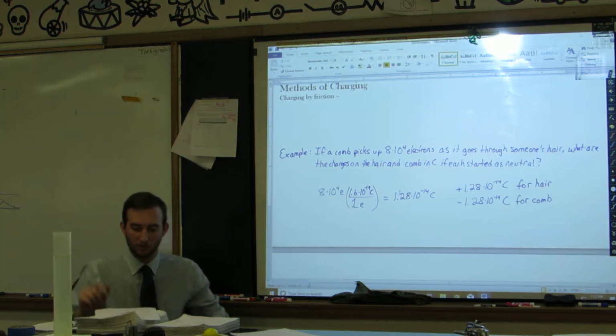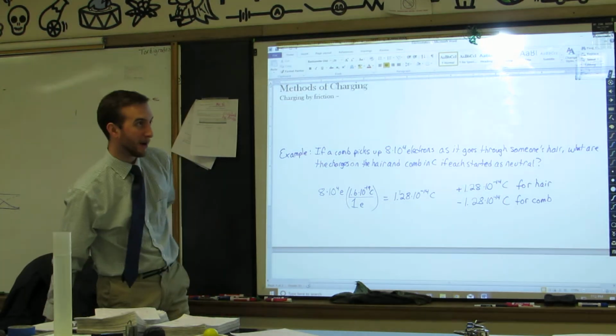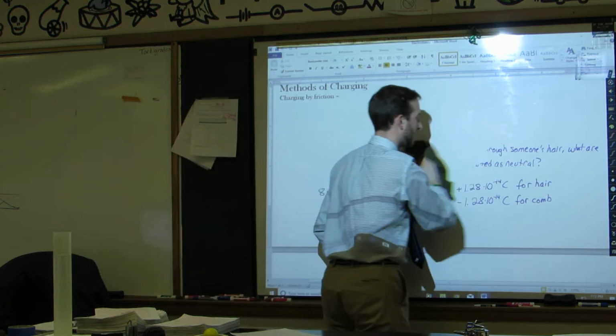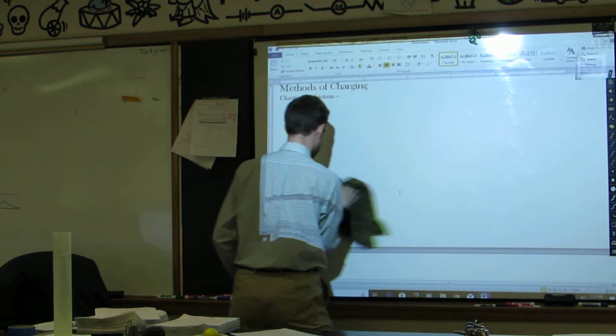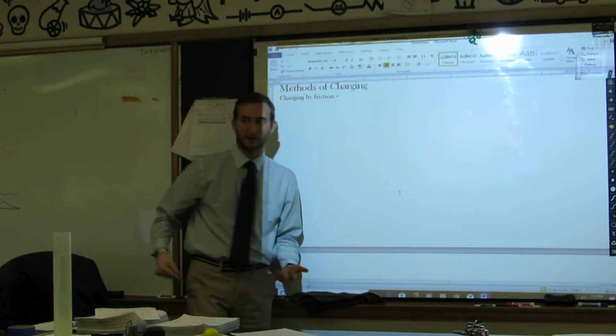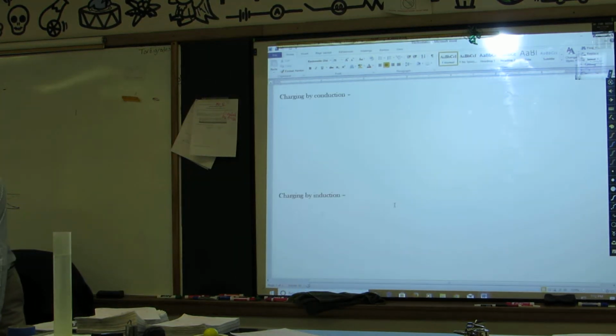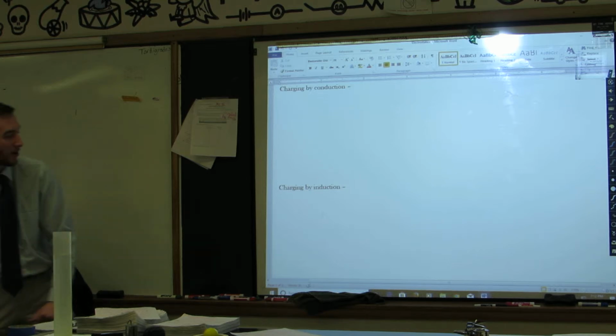Let's move on to the second method of charging, charging by conduction. I guess I was just thinking of this because I just got shocked when I was at the board, just a little tiny bit. This is the method of charging that happens when you get shocked by something. Okay, that's charging by conduction.